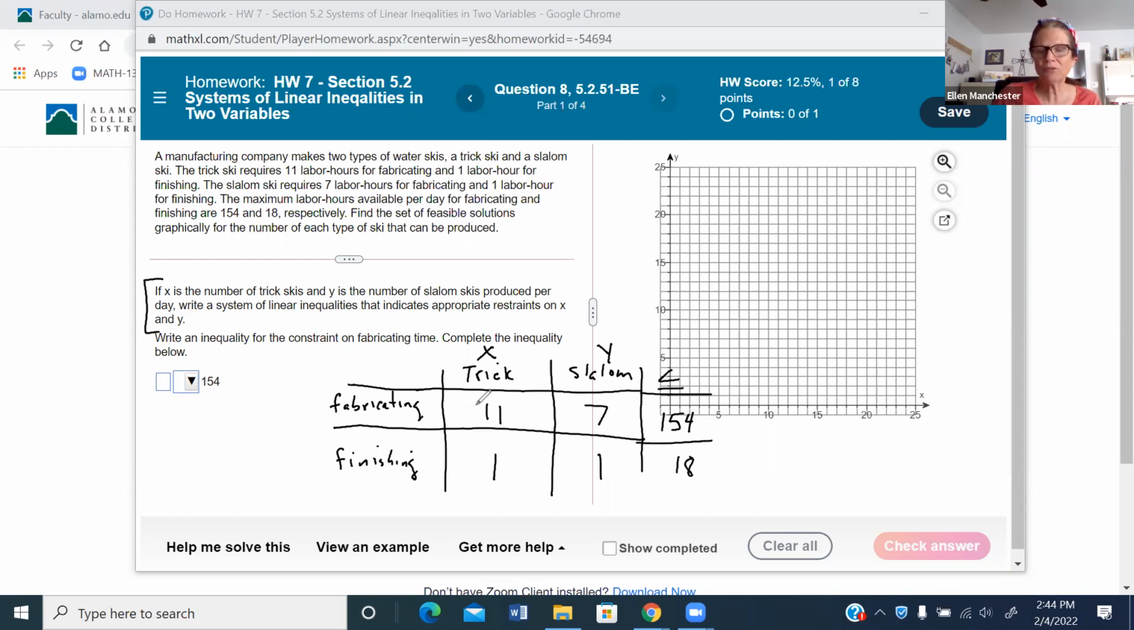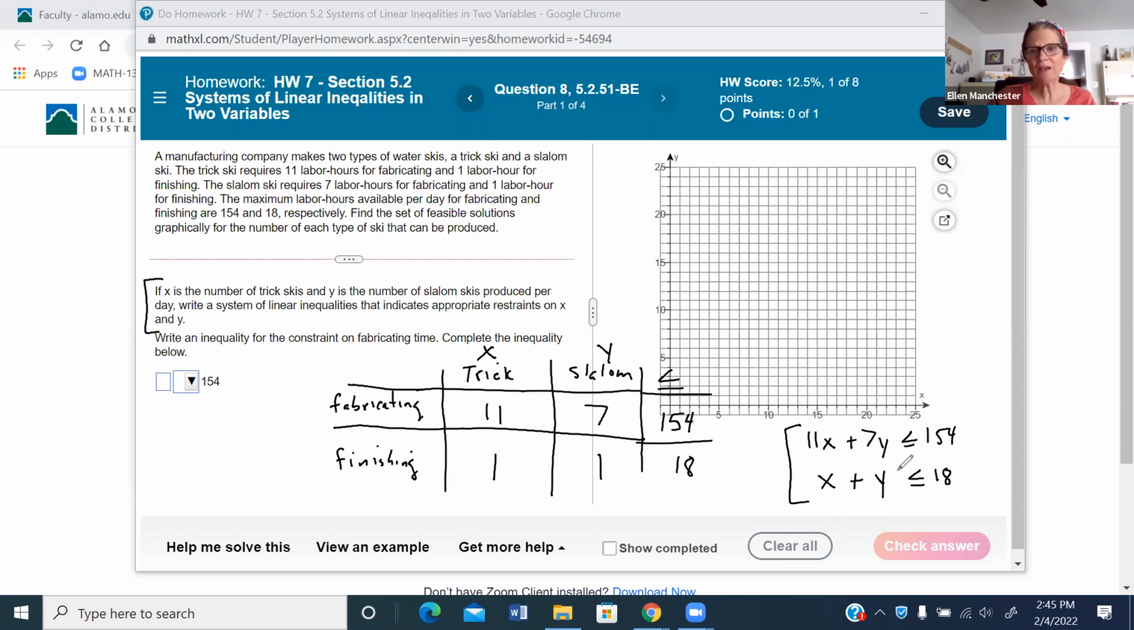Okay, so the appropriate restraints are, for fabricating, I can have 11 hours for trick skis, 7 hours for slalom skis, and I have to make it less than or equal to 154. That's my fabrication equation. The finishing equation is I can have 1 hour for the trick ski and 1 hour for the slalom ski, and I only have up to 18 hours to use. So here's my system of equations, okay?